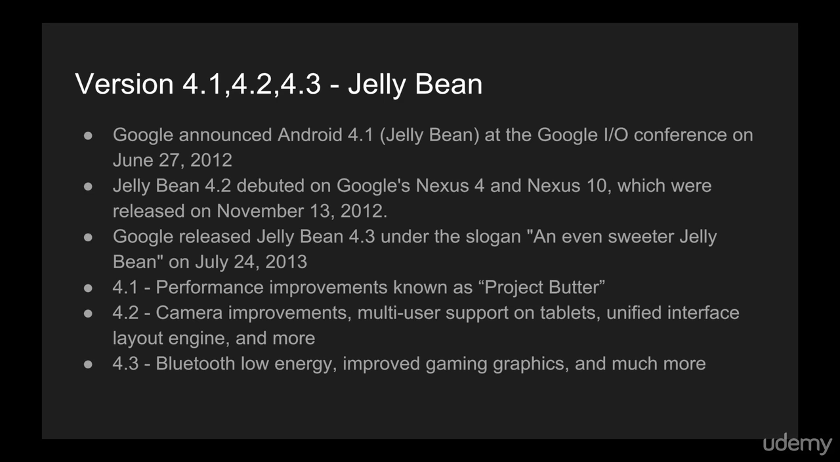The next version was also called Jelly Bean, 4.2. Google was expected to announce it at an event in New York City on October 29, 2012, but the event was cancelled due to Hurricane Sandy. Instead of rescheduling the live event, Google announced the new version with a press release under a slogan saying "a new flavor of Jelly Bean."